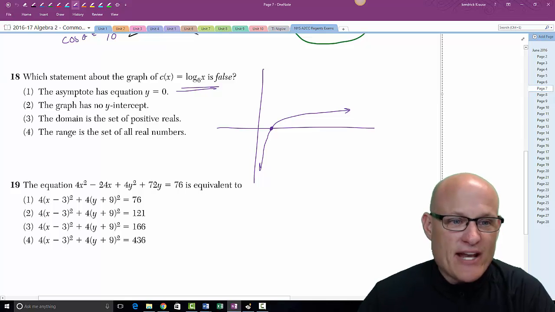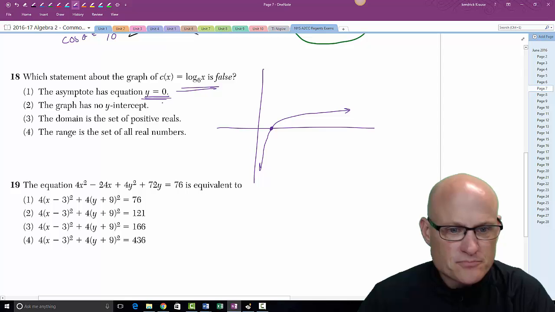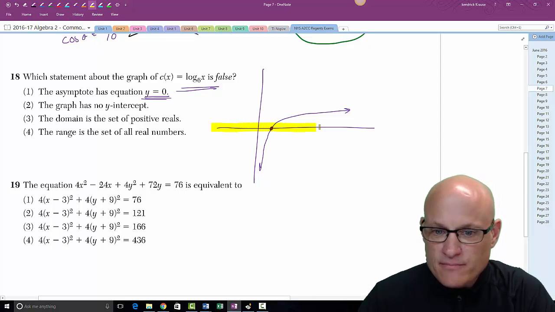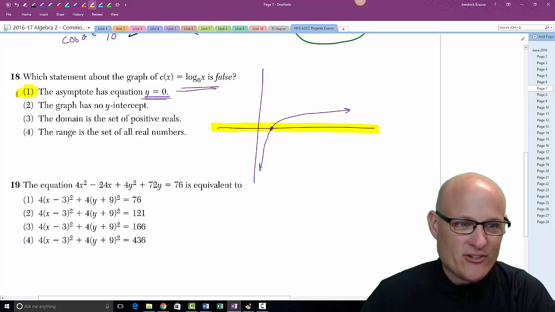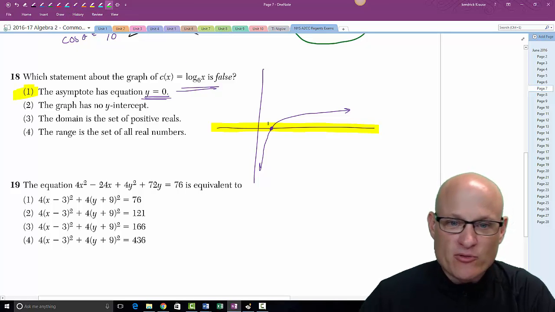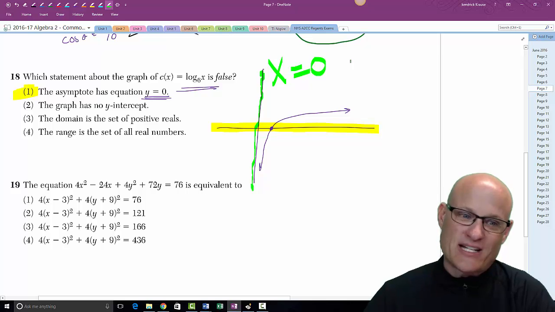So, does it have an asymptote that's y equals 0? Y equals 0 is this line right here. Does it look like it's approaching that line and not touching it? No, that's your answer. Now, what is the asymptote? The asymptote is right here. It's this line. This is my asymptote. That's the line x equals 0. So it's kind of tricky.